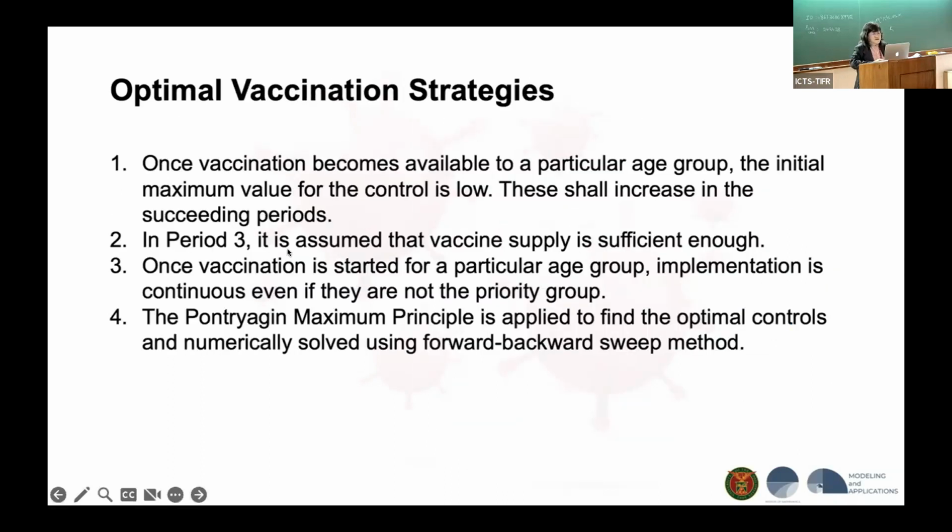And in period 3, it is assumed that vaccine supply is sufficient. And once vaccination is started for a particular age group, implementation is continuous even if they are not the priority group. And Pontryagin's maximum principle is applied to find the optimal controls, which are solved numerically using the forward and backward sweep method.